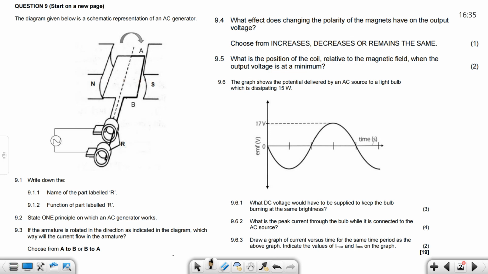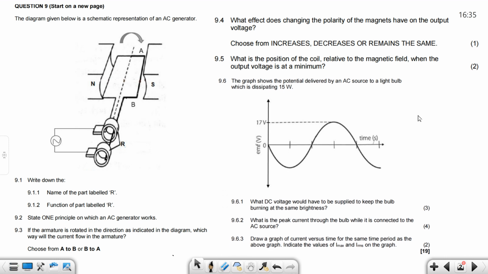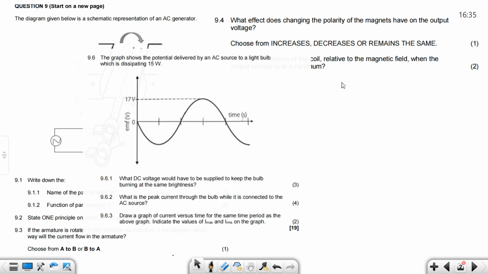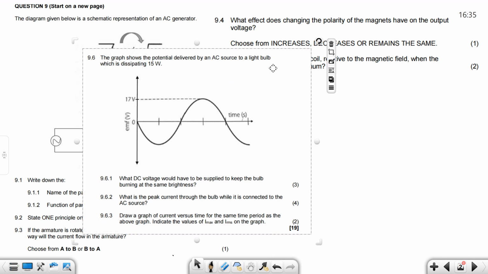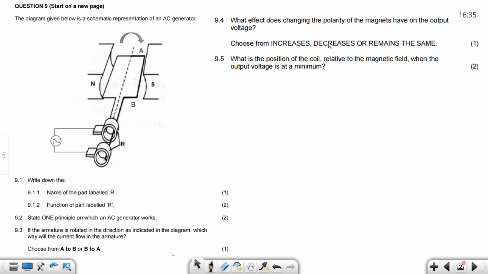Okay, I've got this question here. I'm sure you were able to look through quickly and get some marks, and we are going to answer the questions together. First thing is to look at the type of generator that we have. And luckily for us, we were told that it's an AC generator. Write down the name of the part labeled R.